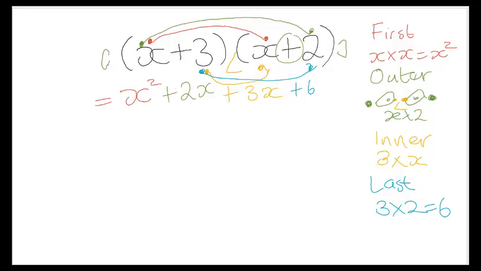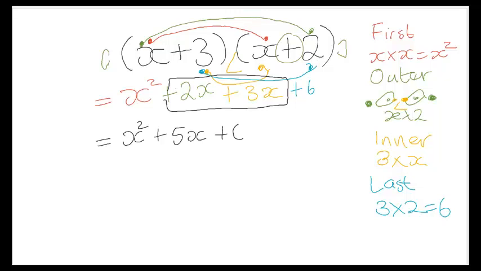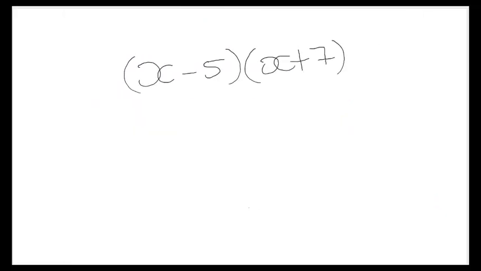Now I need to simplify. I know that these two x to the power of 1 go together. So I've got x squared. My answer is equal to x squared, 2 plus 3 equals 5, x plus 6. That's my final answer. Let's look at example 2.